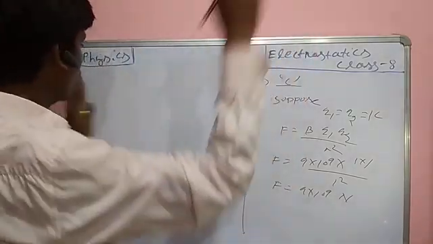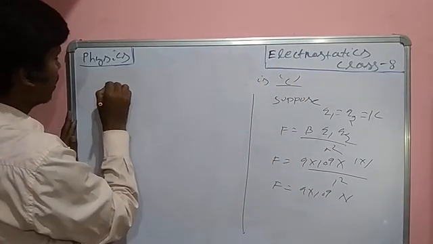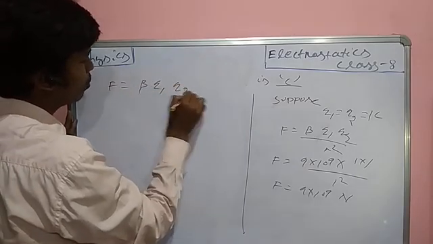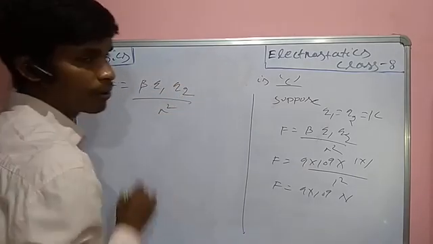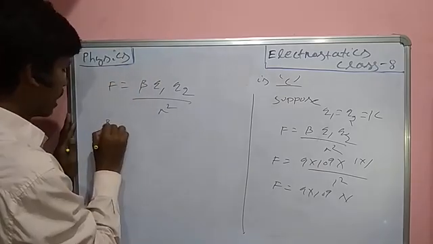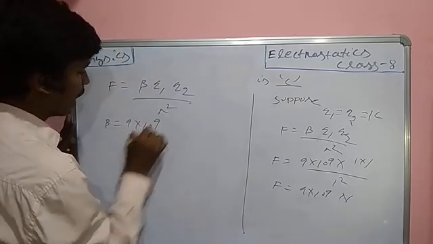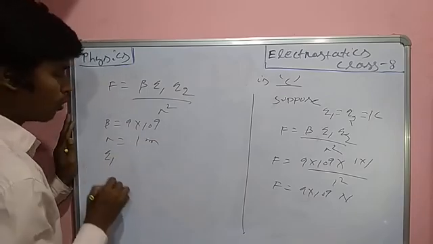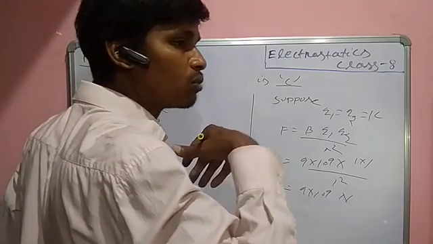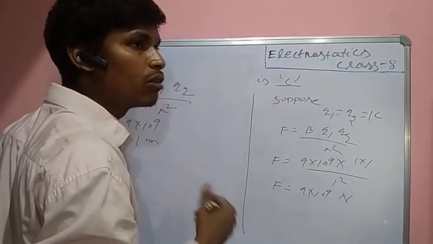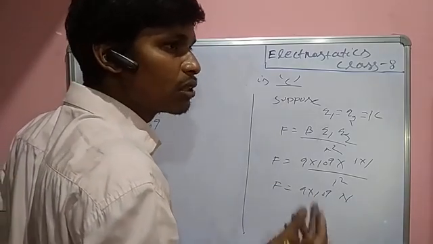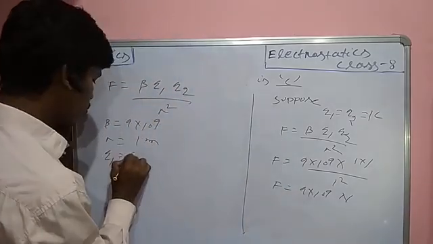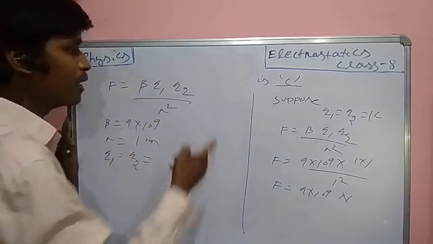But we can write F is equal to beta Q1 Q2 by R square. Here beta is equal to 9 into 10 to the 9, R is equal to 1 meter. Suppose we have to show Q1 is equal to Q2 is equal to 1 coulomb.